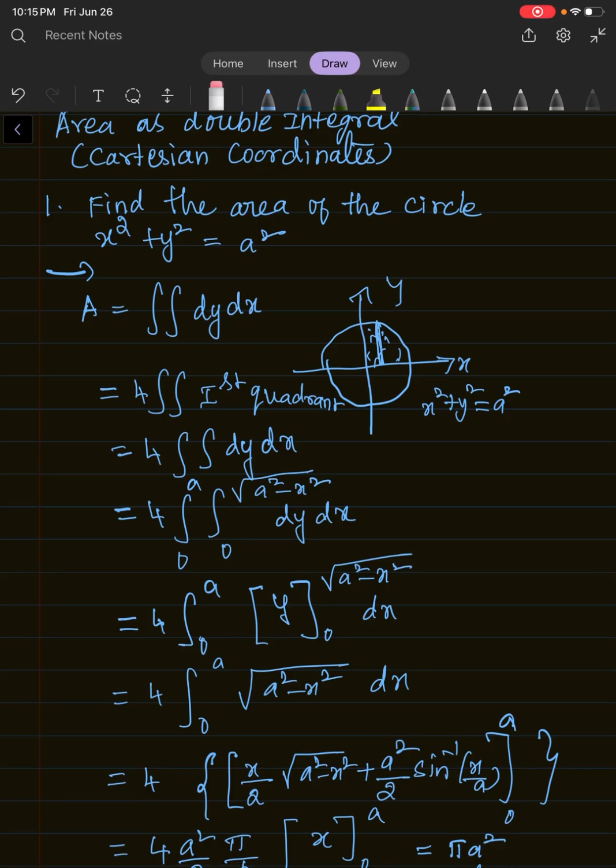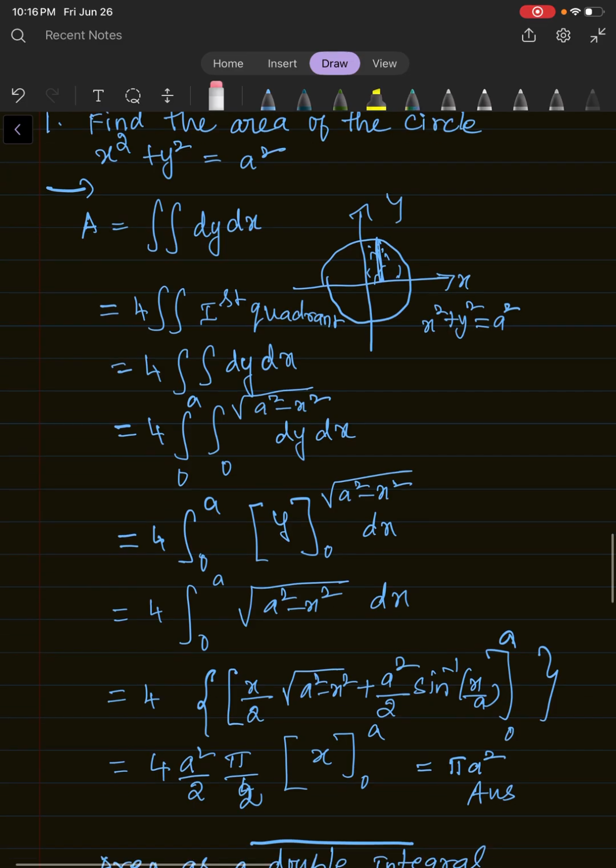To find the area of the full circle, it is enough to find the area only in the first quadrant, then multiply by 4. Therefore, the equation is given by 4 into double integral dy dx. It means first quadrant. So we want y limit, then x limit. To find y limit, we are going to take the vertical strip like this. If you take the vertical strip, the lower end touching the equation x is 0 and the other end touching the circle. Therefore, y limit is from 0 to square root of a square minus x square and x limit is from 0 to a.